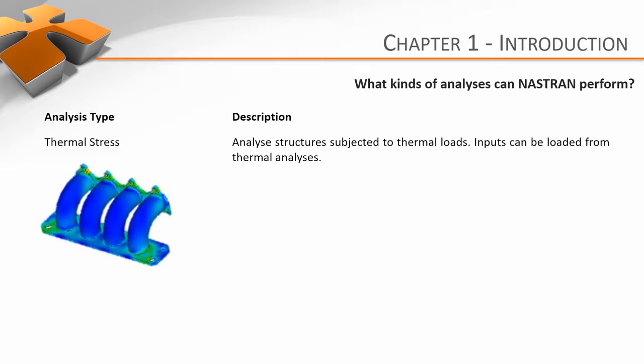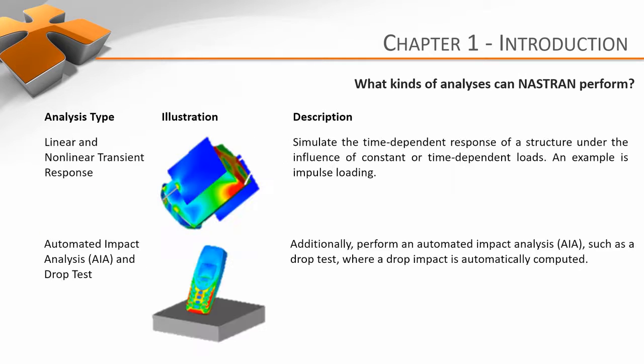Thermal stress analysis is what it sounds like. Nastran will compute how thermal loading induces stresses in your design. The best part about this is that the inputs can be taken directly from your previous heat transfer studies. Next is the absolutely awesome linear and nonlinear transient response. Here we can simulate constant or time-dependent loads to capture the nature of impulse loading on your design. In the same vein is the clever automated impact analysis and drop test, in which you can very quickly subject your design to a simulated drop on solid ground. Both of these are dynamic analyses and take the inertia of the material into account.